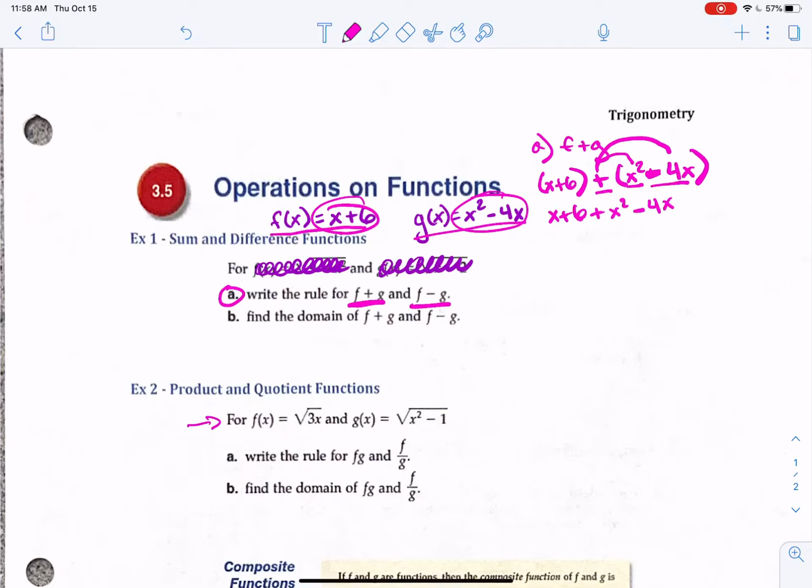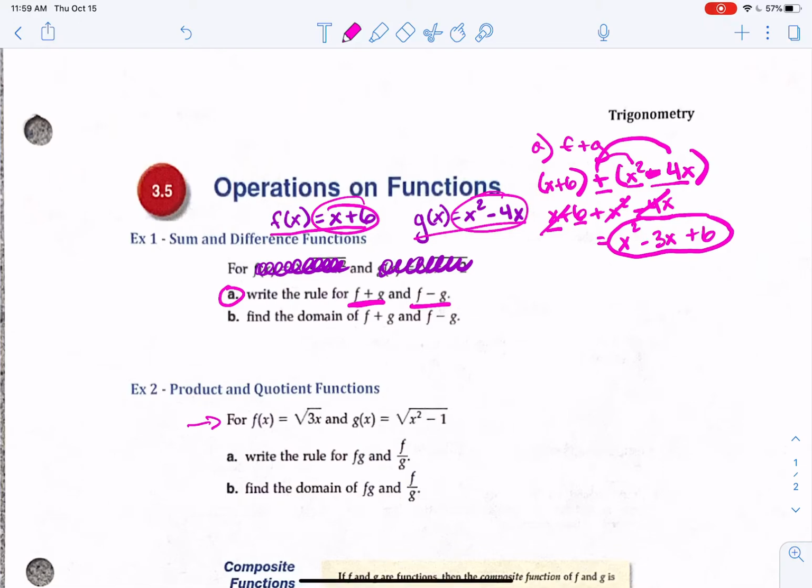So it's really just kind of like dropping the parentheses for when you're adding in between them, and then I just combine like terms. So the x squared is what I'm going to write first. X and negative 4x is minus 3x, and then I'll cross those off, and then plus 6 is my final, so that is what it looks like when I add f and g together.